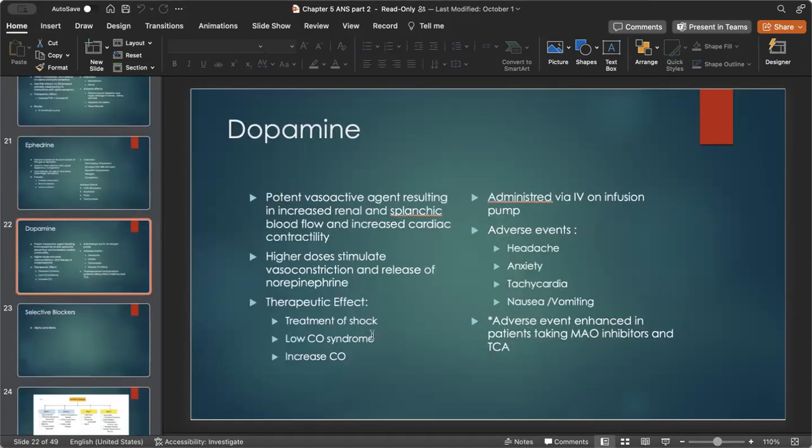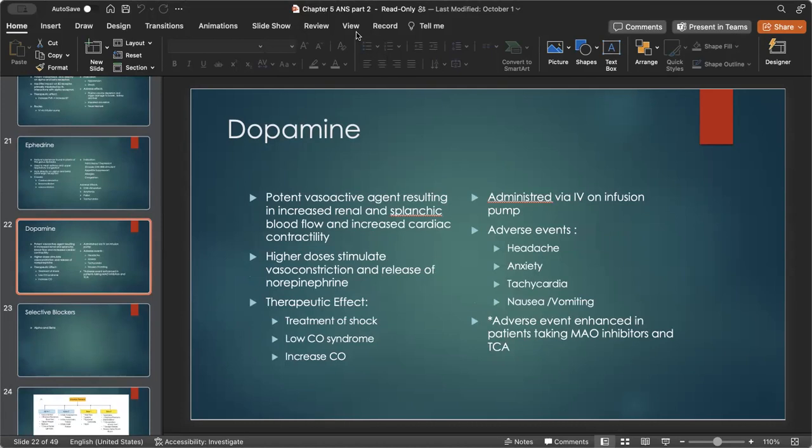The next thing is we have dopamine. Like we talked about, they work on dopamine receptors. So they help with kidney perfusion. It has those vasoconstrictive effects. It could help with shock, increase cardiac output because of those vasoconstrictive effects. But remember, it also works on dopamine receptors, which means it causes perfusion to the kidneys, which is very good in shock. That's why we do use it in treatment of shock, and it's usually the drug of choice.